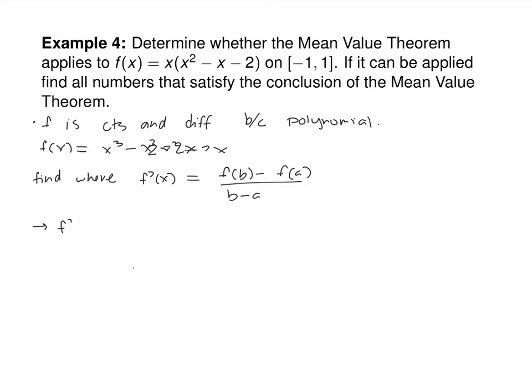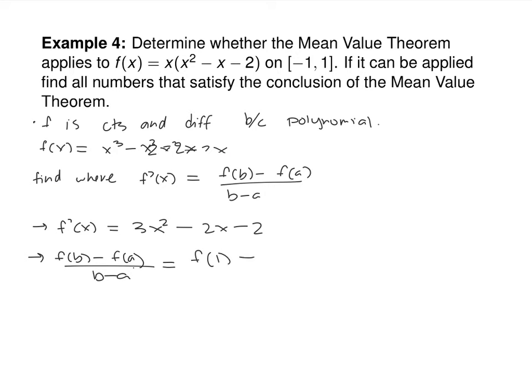So first, what's f prime of x? 3x squared minus 2x minus 2. Okay. Second, what's f of b minus f of a over b minus a? What number goes in for b? 1 goes in for b. What goes in for a? Over 1 minus -1.